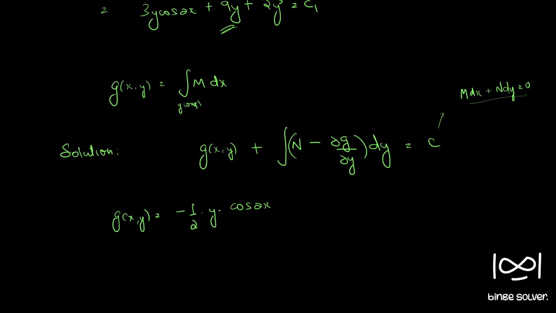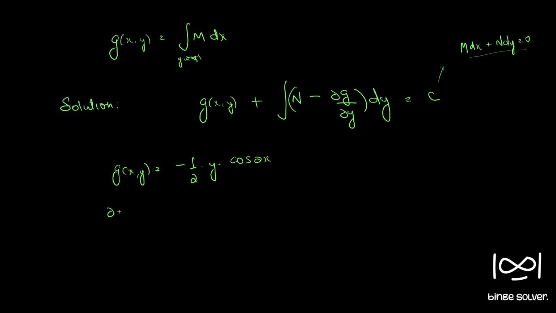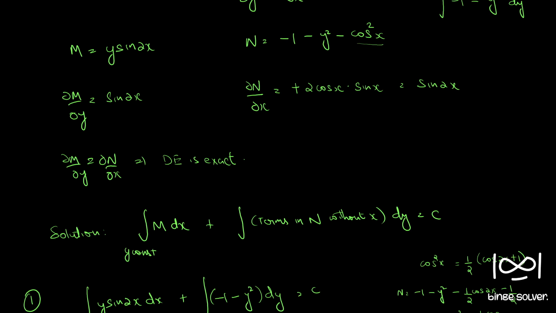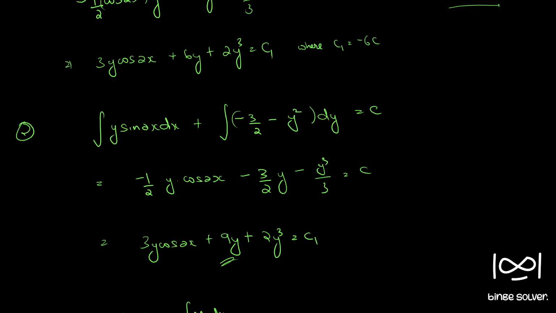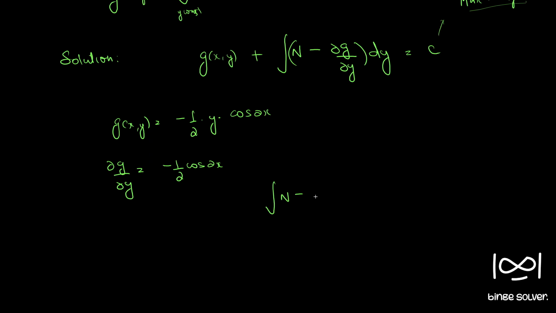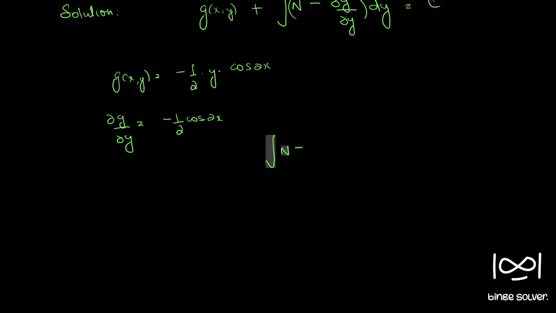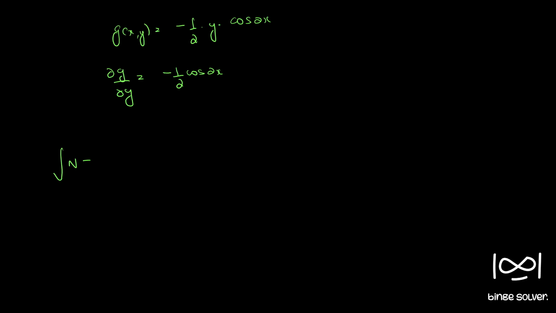If you partially differentiate, dou g by dou y, we get minus 1 by 2 cos 2x. So our n was minus 1 minus y square minus cos square x. So integral n minus dou g by dou y dy becomes integral minus 1 minus y square minus cos square x minus this part, dou g by dou y is minus 1 by 2, so plus 1 by 2 cos 2x.